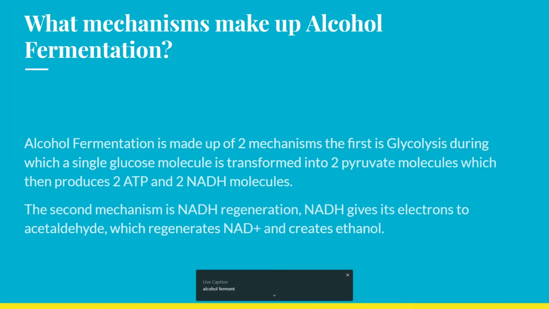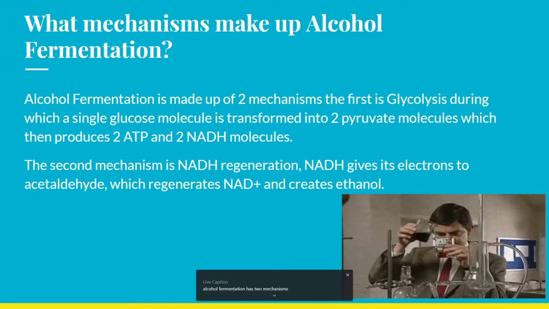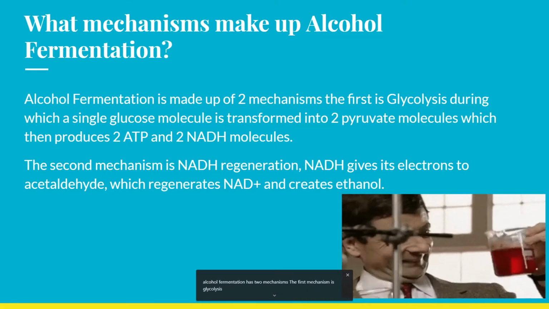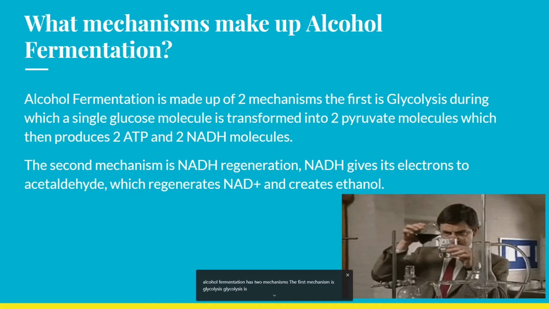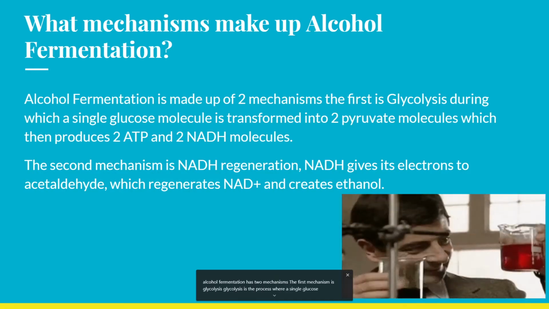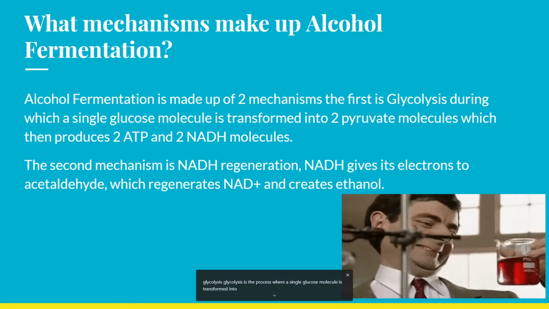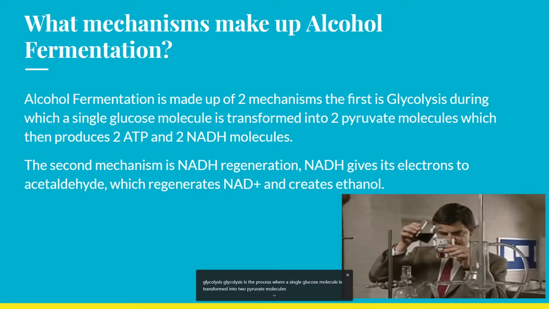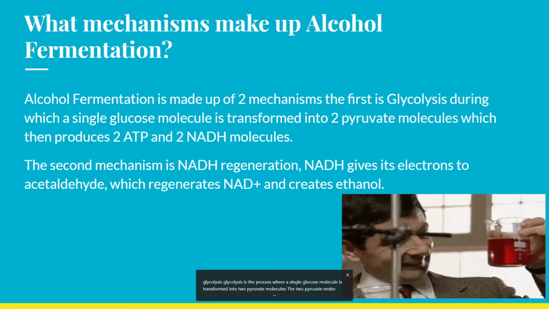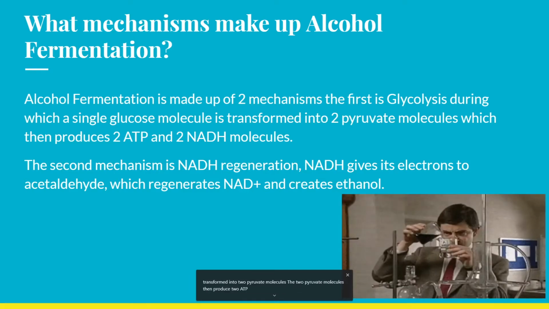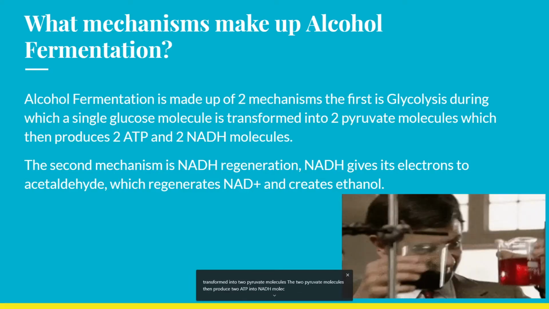Alcohol fermentation has two mechanisms. The first mechanism is glycolysis. Glycolysis is the process where a single glucose molecule is transformed into two pyruvate molecules. The two pyruvate molecules then produce two ATP and two NADH molecules.